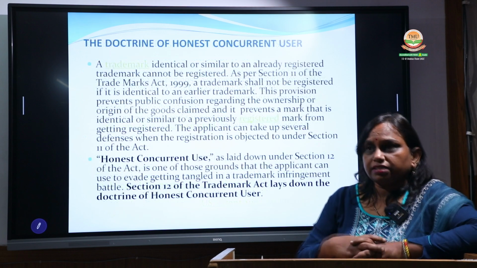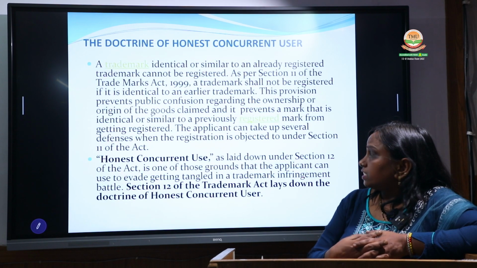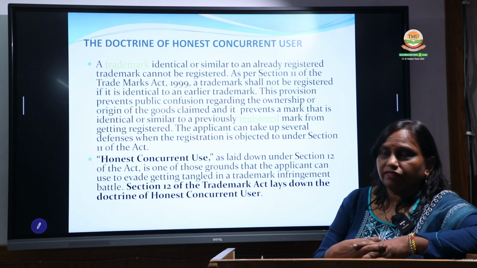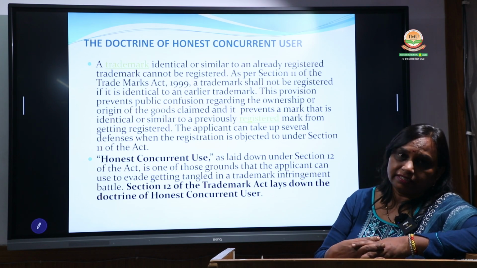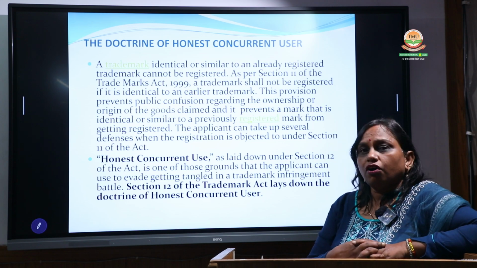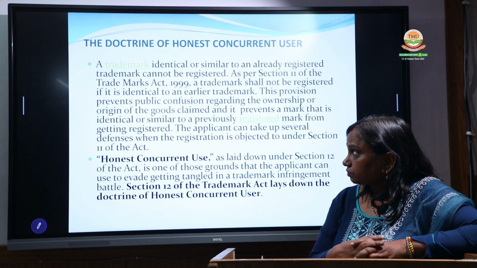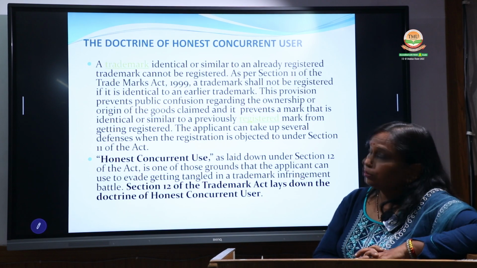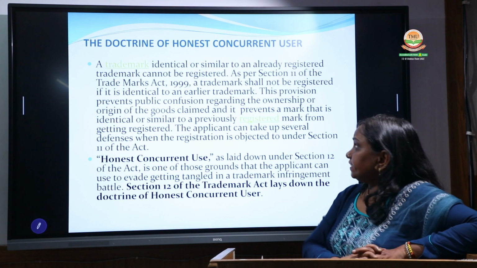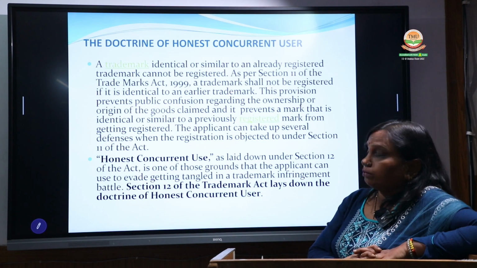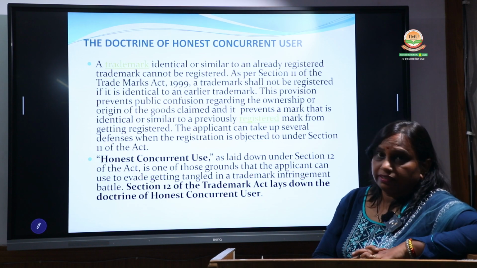So now let us understand the doctrine of honest concurrent user. When it comes to registration and understanding the trademark, one has to remember these principles of trademark. So let us see what the doctrine of honest concurrent user is. A trademark identical or similar to an already registered trademark cannot be registered, as we all know.